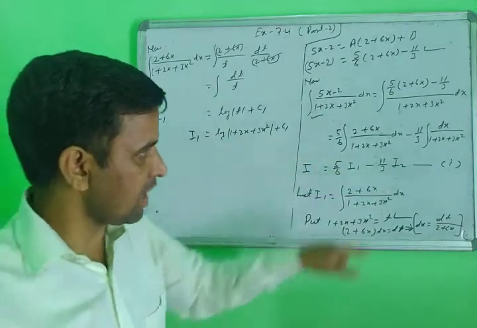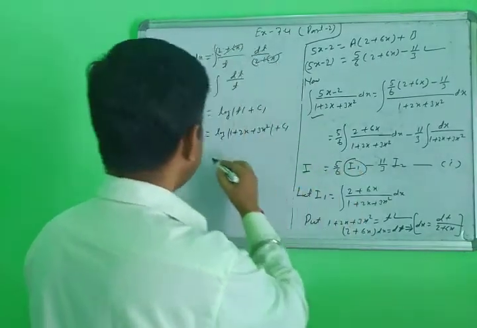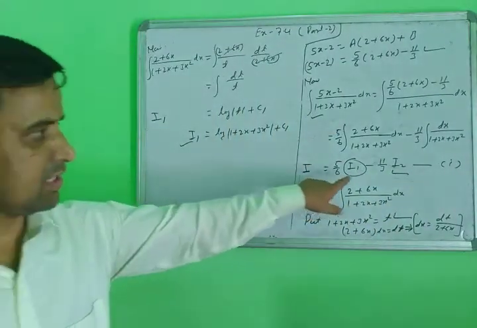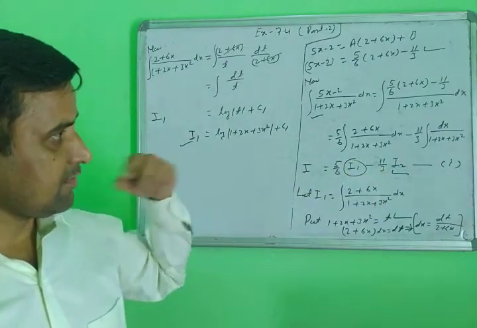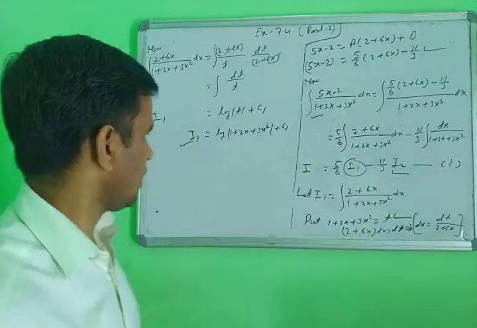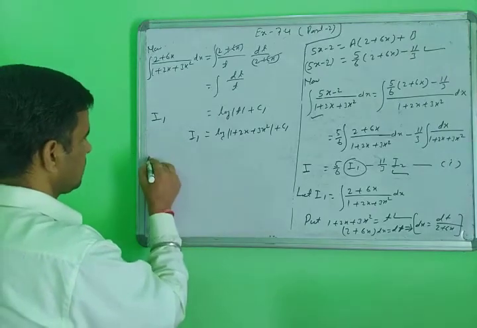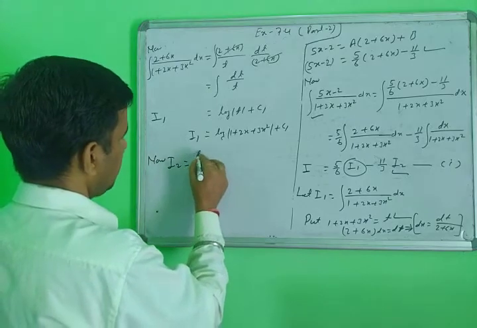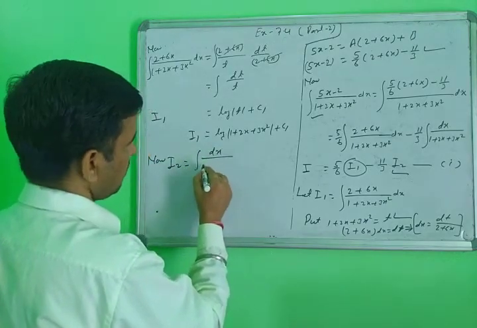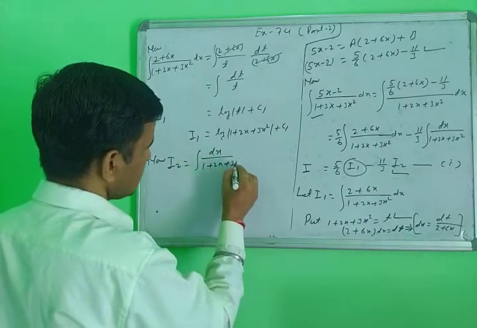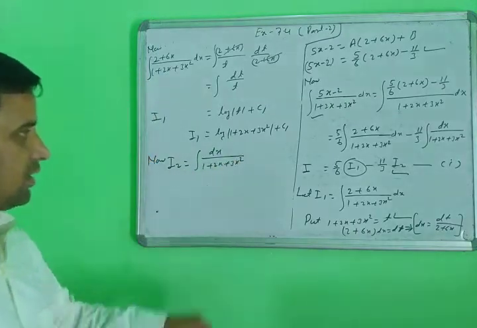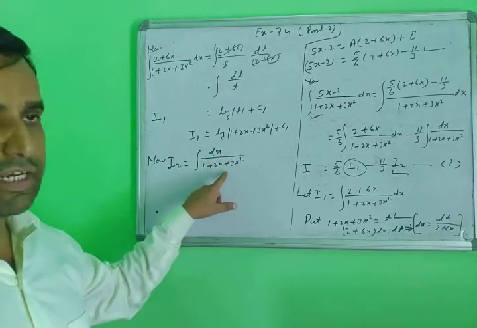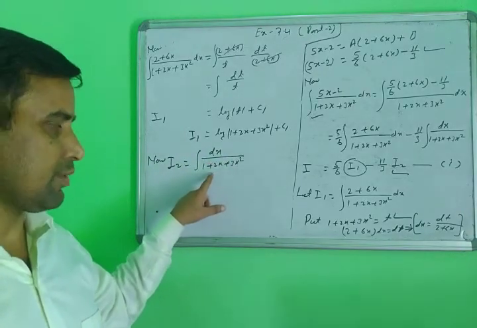Similarly, you will find the I2 value, and then put both values here in equation first. Now I2 is the integration of dx upon (1 + 2x + 3x²). Here there is only a denominator part, no numerator part. This means you will convert it into perfect square form.